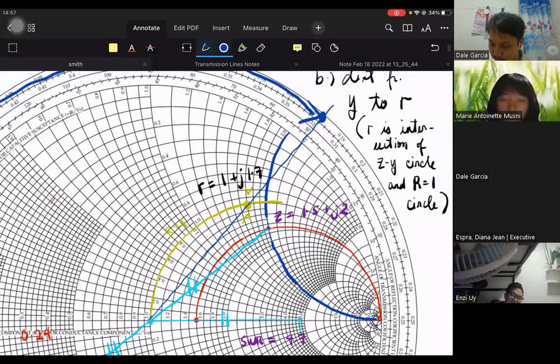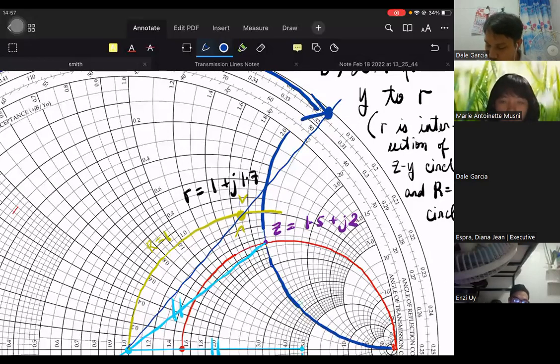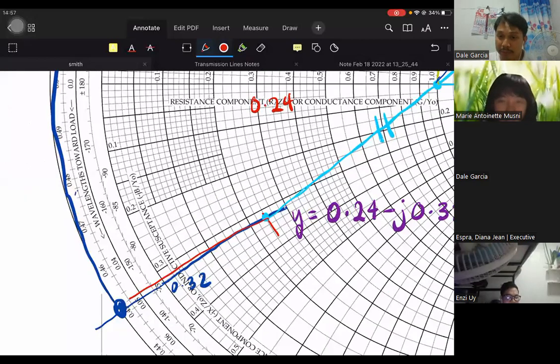Extend this, supposed to be toward the outer circumference, and the distance from that point to the same here is the distance of the matching stub from the load.